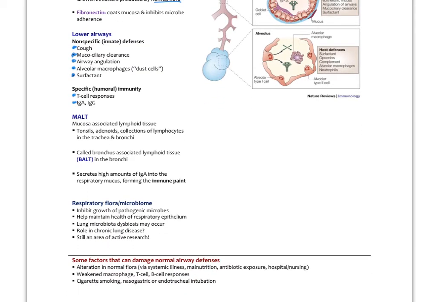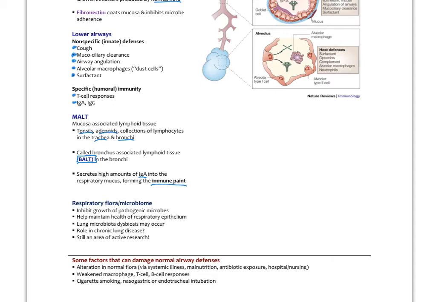Then we have in the mucosa, all the way down the trachea, all the way down the airways, MALT, mucosa-associated lymphatic tissue. And we have that very richly in the tonsils, we have it in the adenoids, and collections of lymphocytes in the trachea and bronchi. In the bronchi especially, we have a special type of MALT that's called BALT, the bronchus-associated lymphoid tissue. And that secretes large amounts of that IgA into the respiratory mucus, and that's what forms what we call the immune paint. So immune paint is IgA with all these other antimicrobial peptides together with secretory IgA. So very important for proper immune defenses.